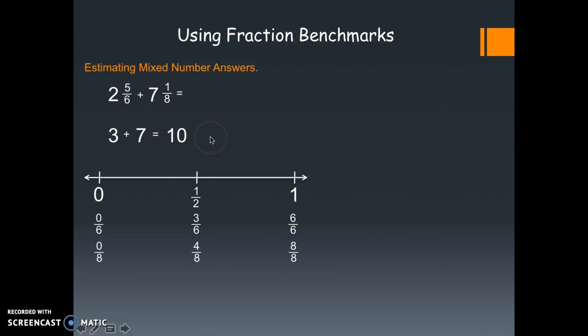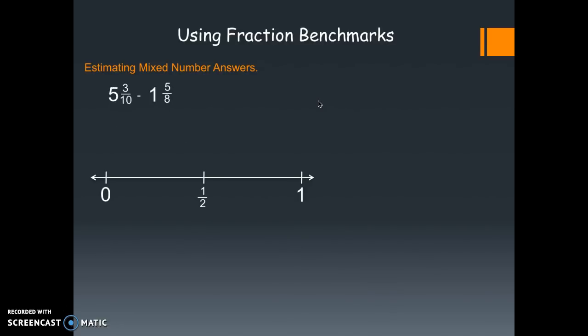So when I actually solve the problem, I'm going to use 24 because 6 and 8 both go into 24. So I have 2 and 20/24 plus 7 and 3/24. So when I add those up, I get 9 and 23/24. And look, this is almost 24/24. So 9 plus 1, I'm very close to that estimate of 10. So I know that this is a good answer. It's reasonable, so I'm probably correct.